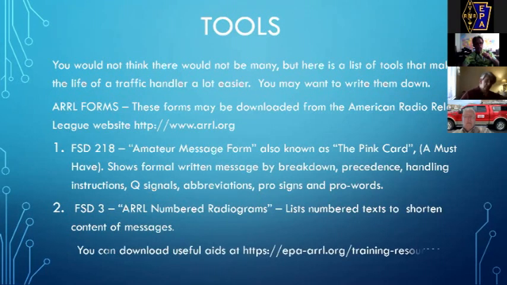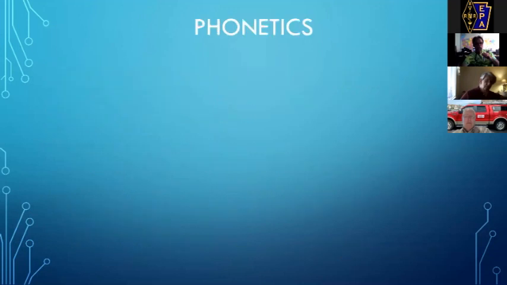Now, here's where you can download a lot of useful aids that I've gathered up for the traffic handlers. Just go to epa-arrl.org/training-resources. And you'll find a lot of things that I think are useful for traffic handlers, including the message form that you really need to have. We're going to go over that in detail later on, the radiogram form.